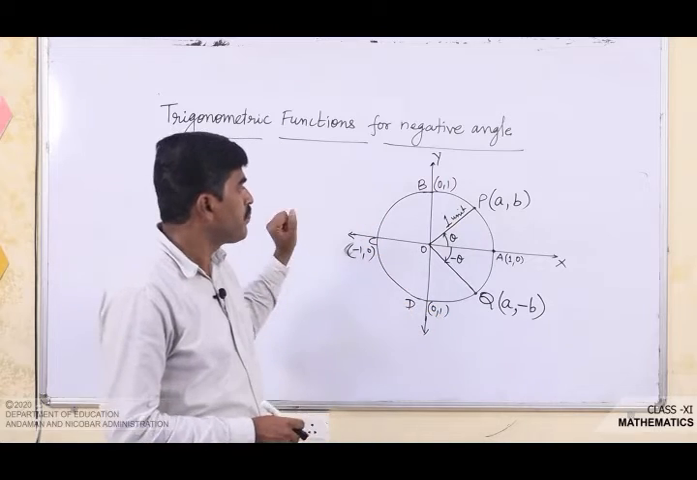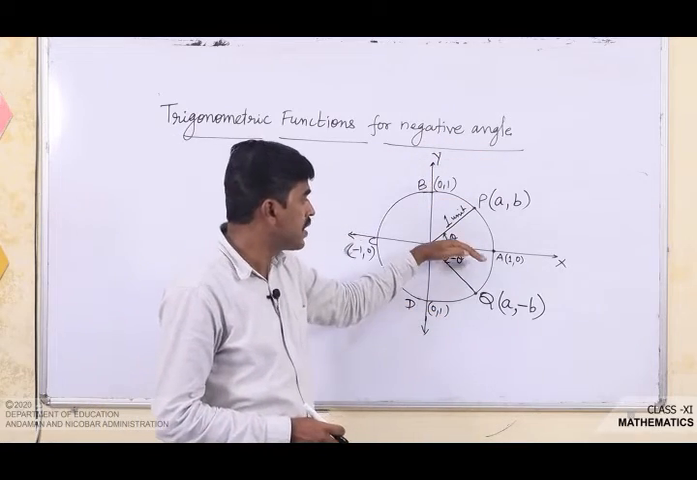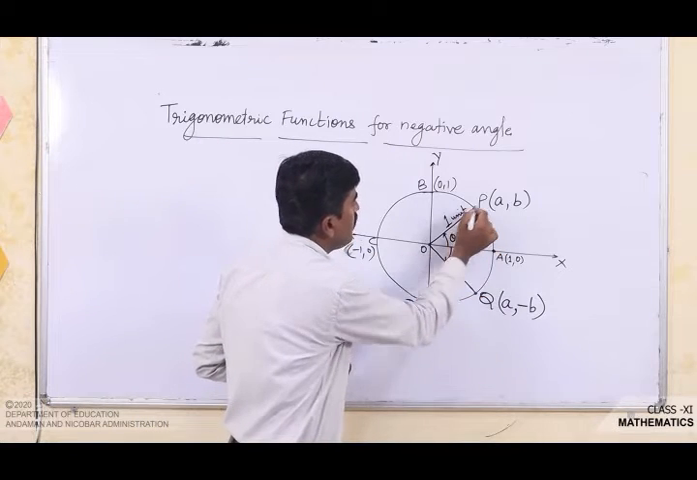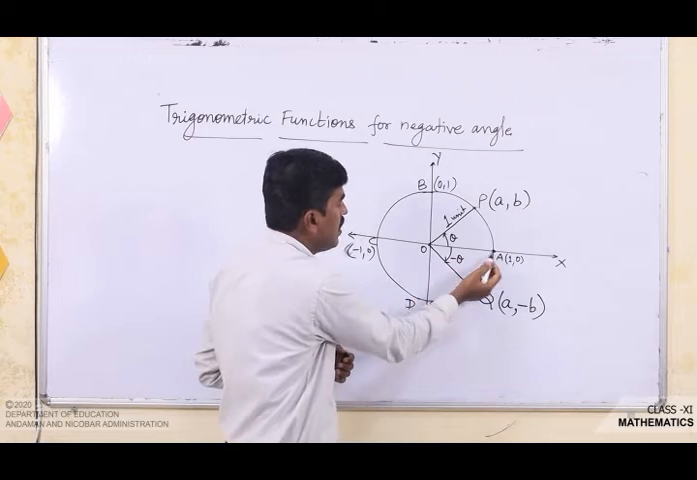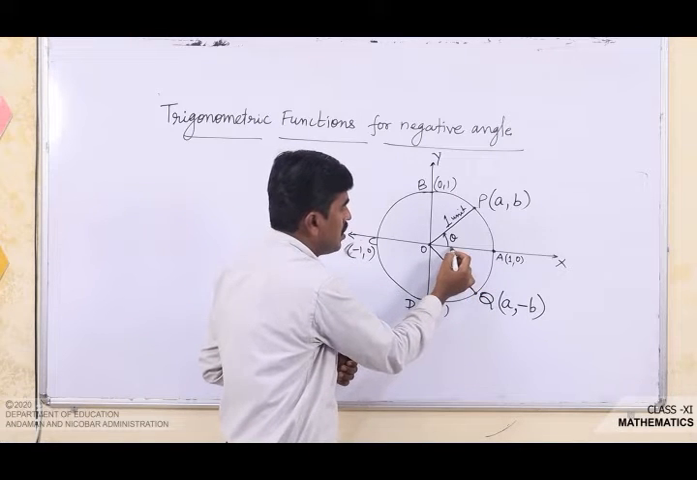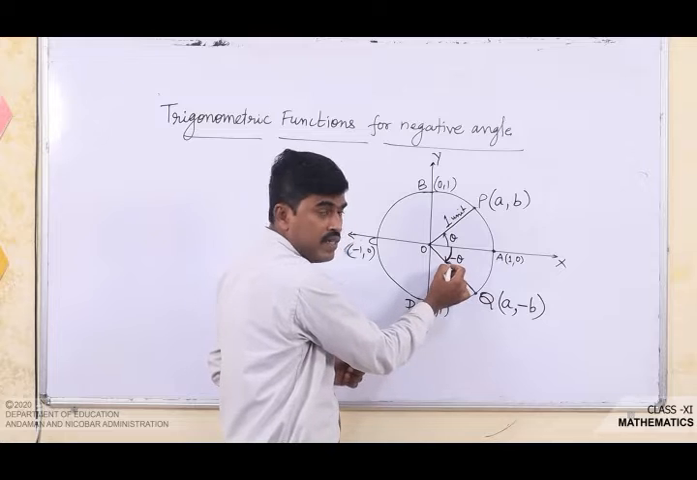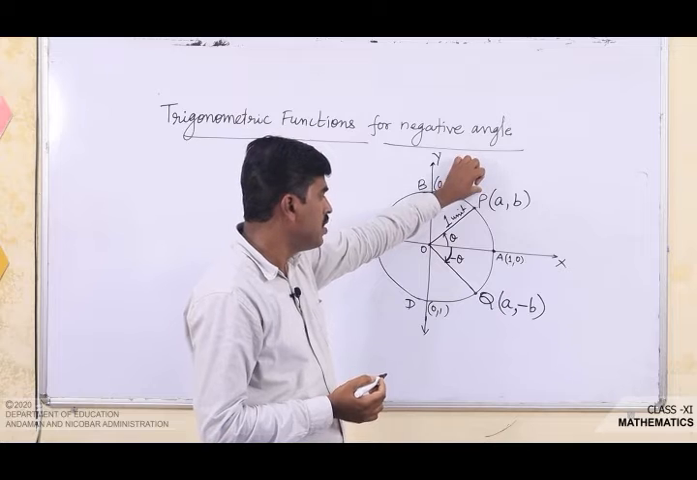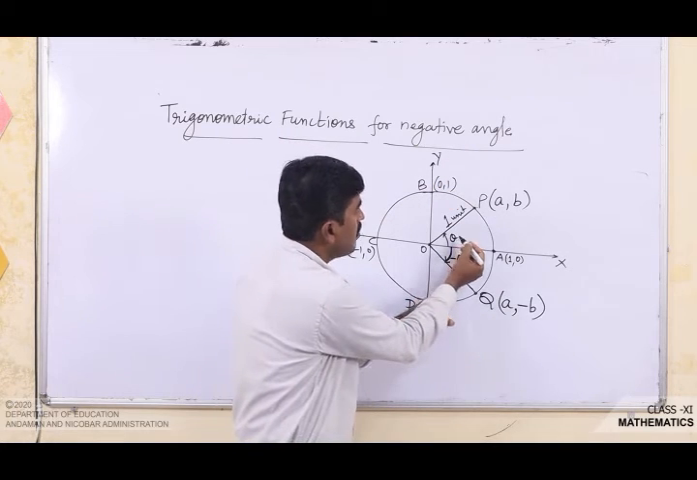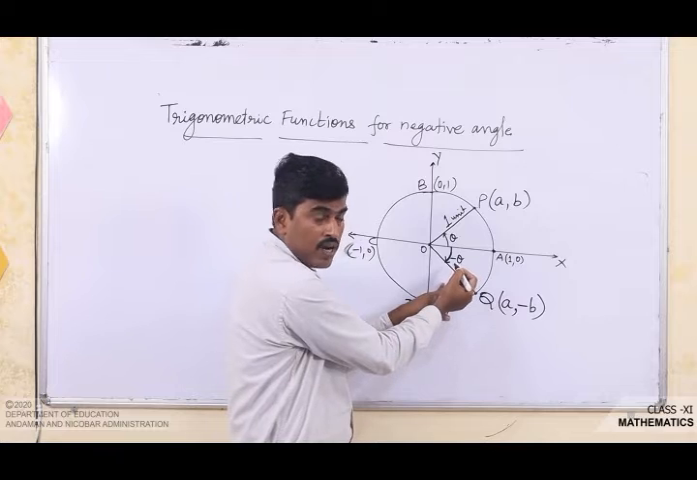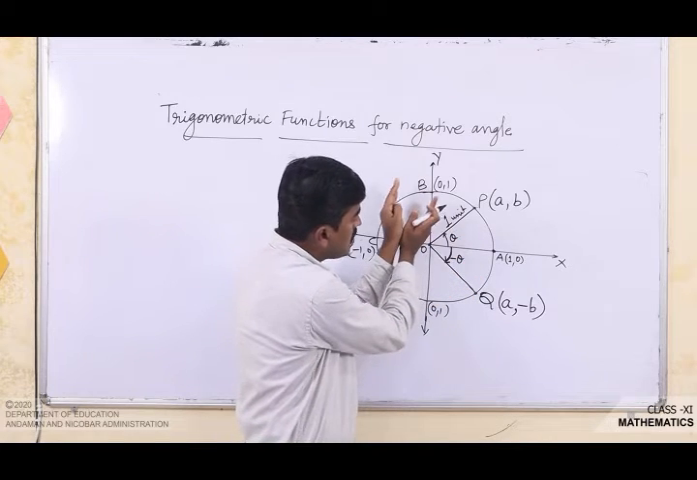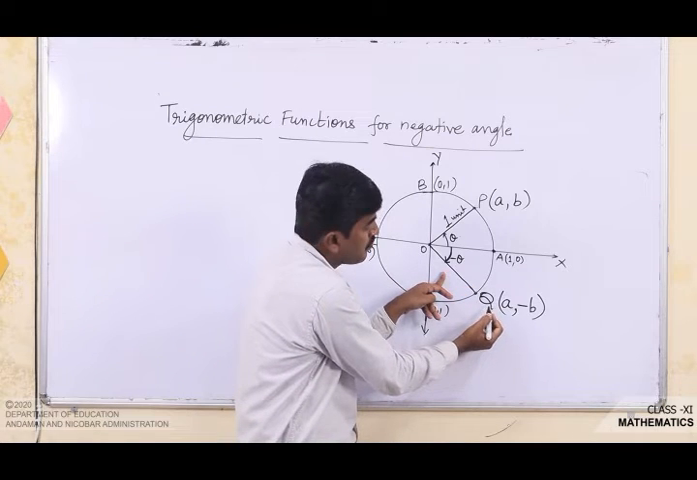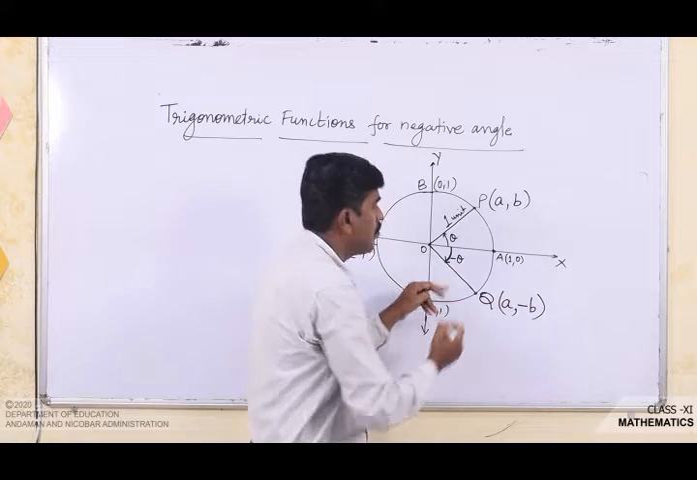Okay. So we know that negative angle means the rotation is clockwise. Now let us suppose this angle AOP is equal to theta and angle AOQ is equal to minus theta. Now it is rotated, the angle is measured clockwise. So here the coordinates of the point P is A comma B. In this case the magnitude of these two angles are equal, but the direction is opposite. Here it is anti-clockwise and it is clockwise. So the coordinates of the point Q will be A comma minus B.